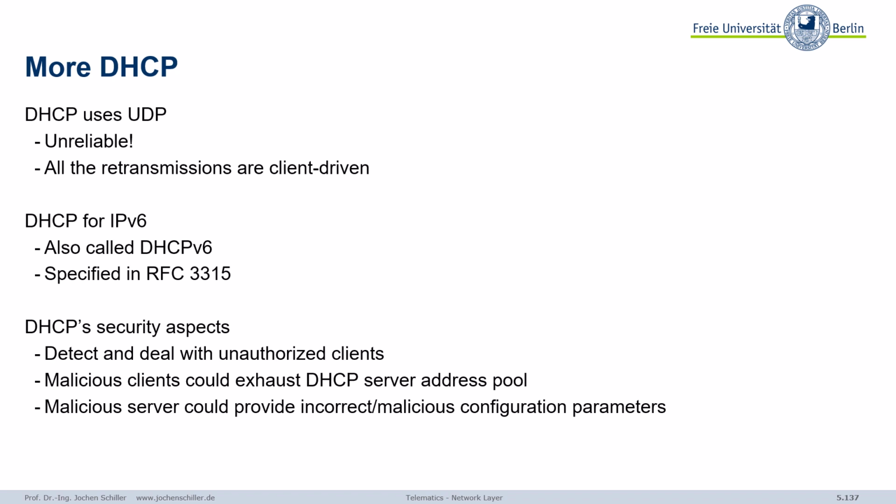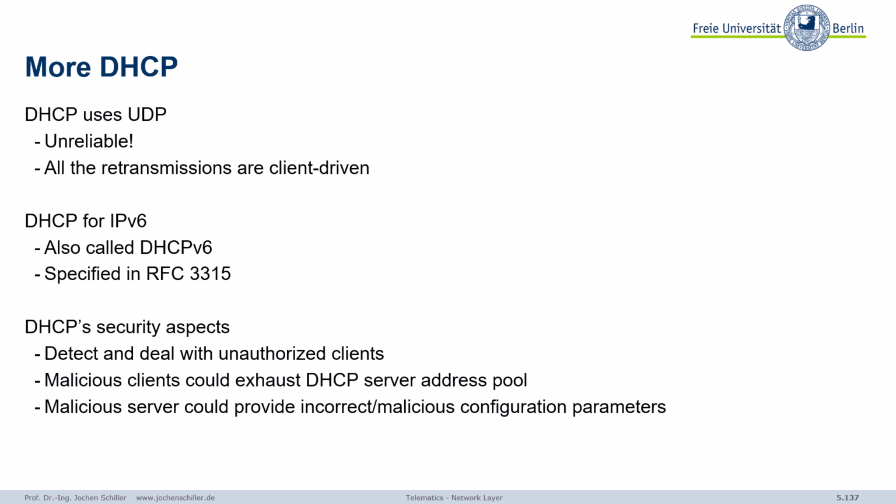So what about unauthorized clients? What happens if, because it's client-driven, if malicious clients exhaust the address pool? So if you just request all the time, then you don't have any addresses available. Then it takes some time before you free the addresses again, etc. And during this time, no one can connect to the network. There could be also malicious servers that provide incorrect configuration parameters. So what happens if someone just claims to be the DHCP server? You just have to be faster than the official one, and then you could send out strange configurations. So there are some issues.